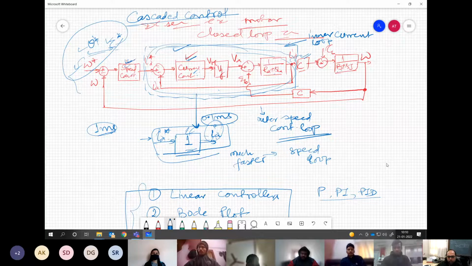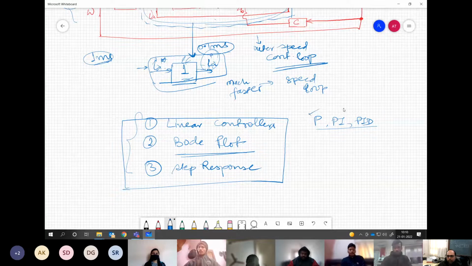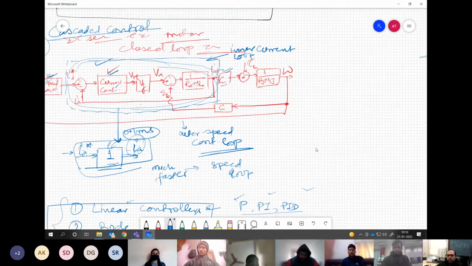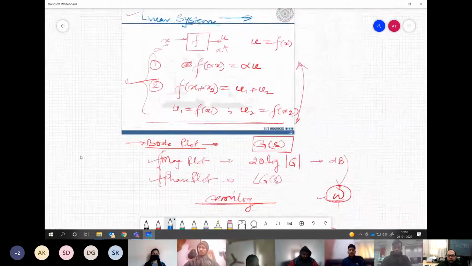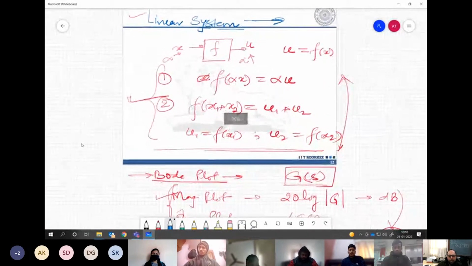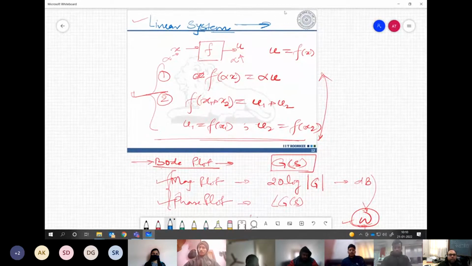Now we are trying to have these kinds of controllers, say P, PI or PID. So definitely we are looking for linear controllers, which are applicable for linear systems. And these are some of the tools which we will use to design this. So today we will hopefully complete this part. This week we have got so many things to understand and learn, so we will see how far we are able to go today.